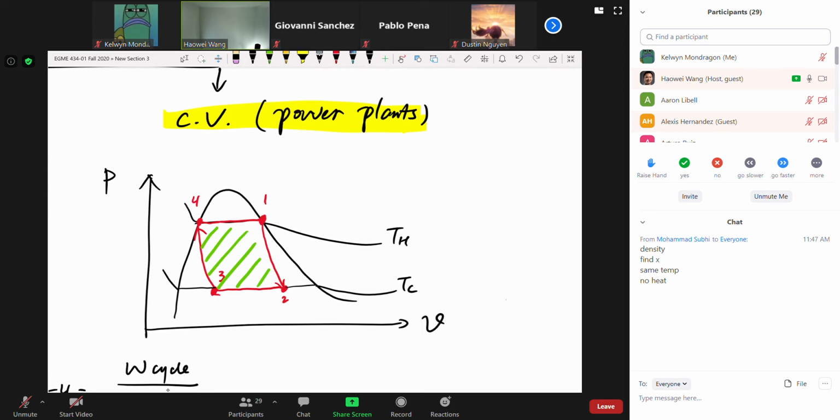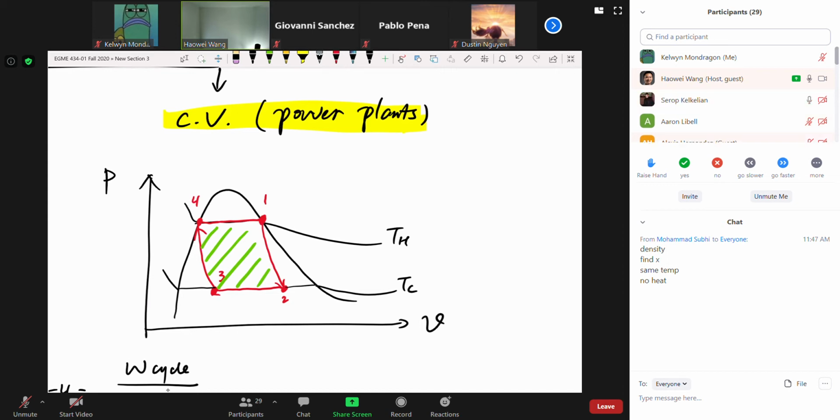Okay, so let's sketch it. 4 to 1 first. 4 to 1 is the boiler. And number 4 is always at point F. So you just use point F as point 4. And then 4 to 1 is called isothermal expansion. Isothermal, what does that tell you?